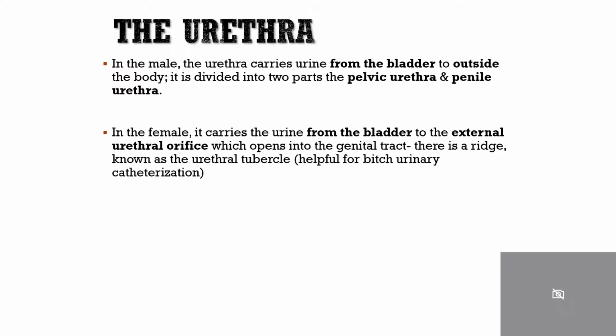The urethra. In the male, the urethra carries urine from the bladder to outside the body. It is divided into two parts: the pelvic urethra and the penile urethra. In the female, it carries the urine from the bladder to the external urethral orifice, which opens into the genital tract. There is a ridge known as the urethral tubercle, and this is helpful for catheterising the bitch when required for urinary catheterisation.